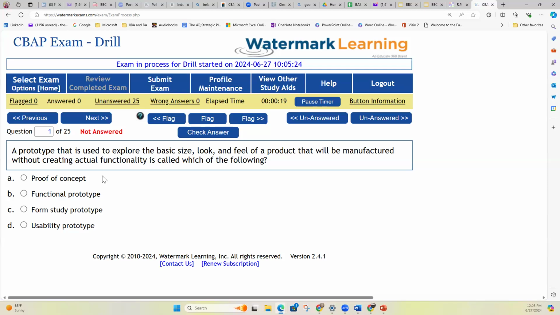A prototype that is used to explore the basic size, look, and feel of a product will be manufactured without creating actual functionality is called which of the following? Is it a proof of concept, a functional prototype, a form study prototype, or a usability prototype? Now, according to the BABOK, not your own experience, which one is the best answer? You're welcome to come off mute. Yes, Frank? I'll say proof of concept. You like proof? Okay. You want to talk about why you think that?